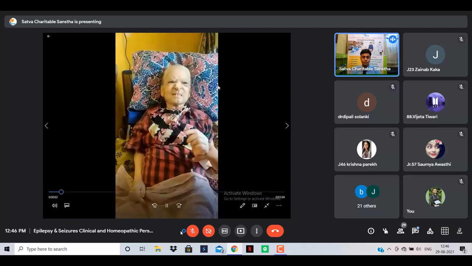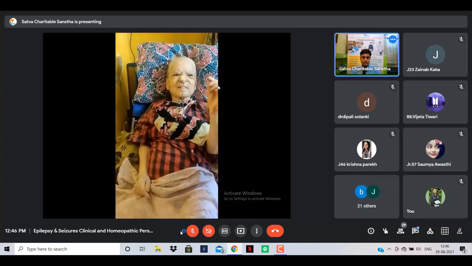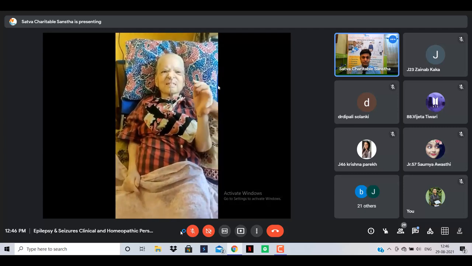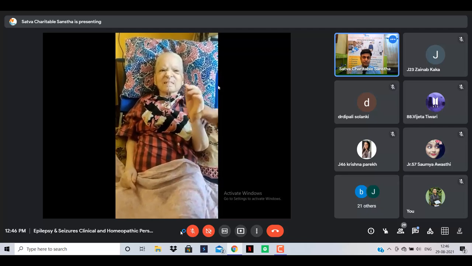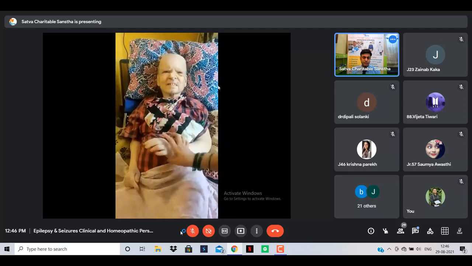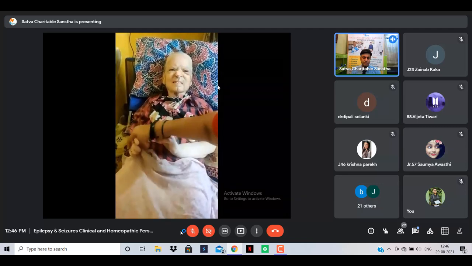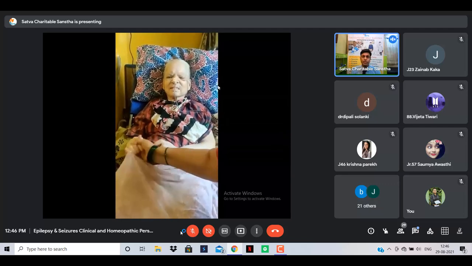Now she's conscious. Eye blinking is there. She's holding her bed sheet. She's moving her neck.